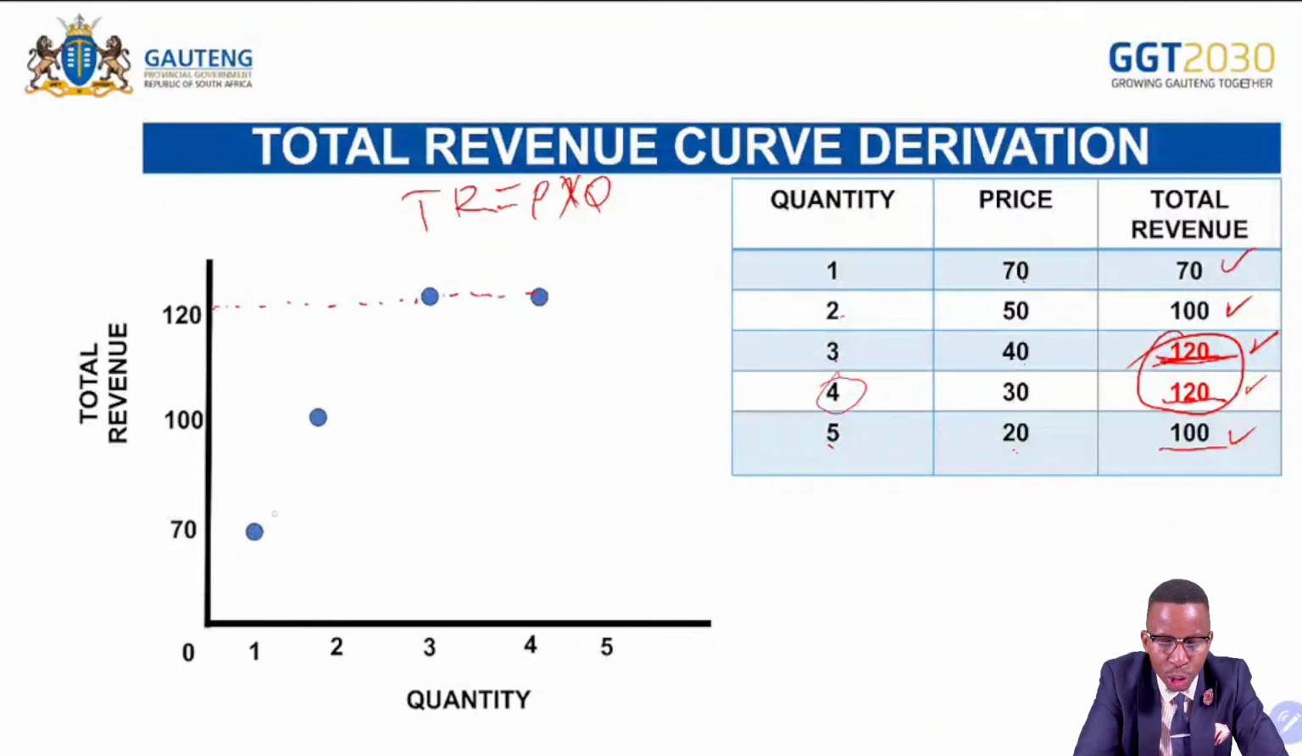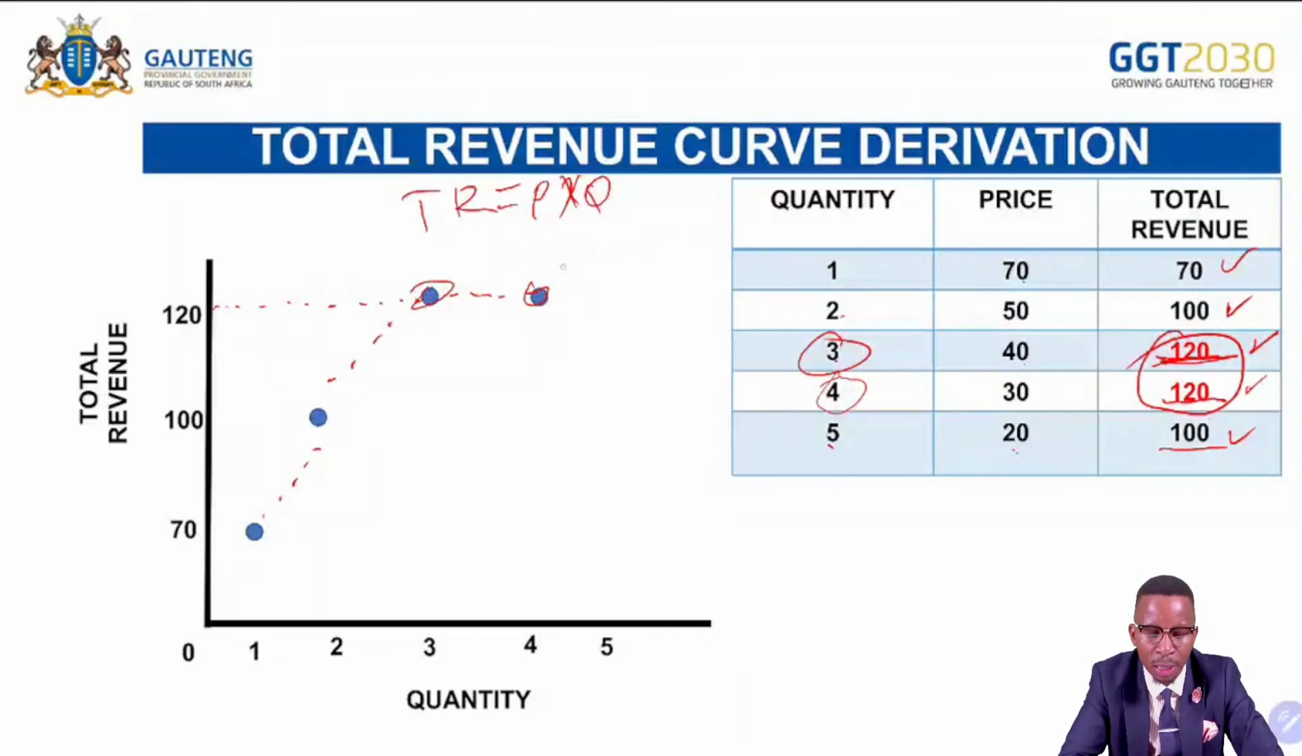So firstly, it was ascending, going up. When it reaches 3 as a quantity, it was maximized to 120, and then went further to remain as 120. So it does not increase even further. From then, it will be sloping down because it's already been maximized. Then this indicates the decline of what we call total revenues.